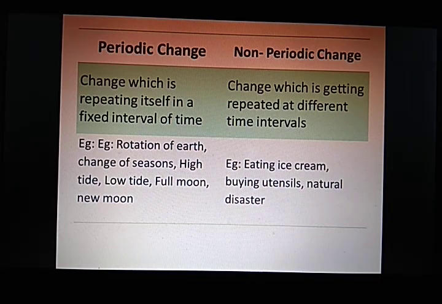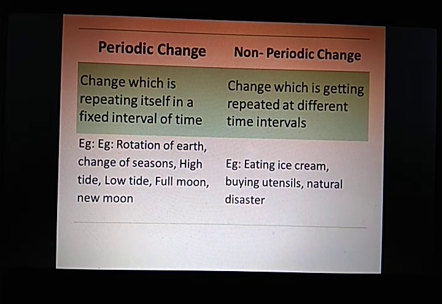For example, rotation of Earth. We know that after every 24 hours, Earth will complete one rotation, that means rotating on its own axis. For example, let's consider, suppose you are in Kolkata and the sun is exactly overhead to you. Now the Earth has started rotating on its own position.